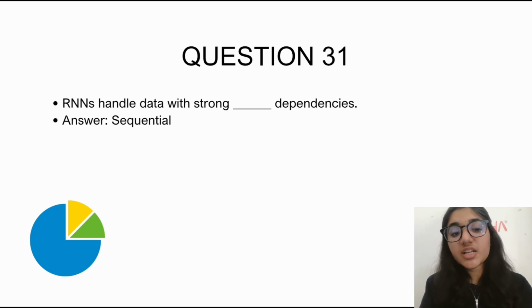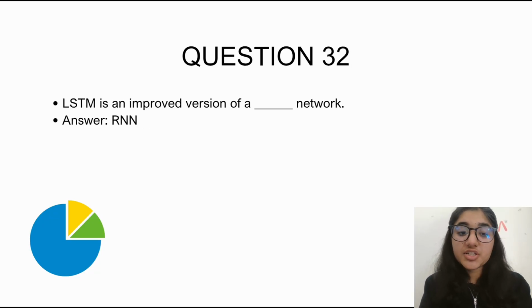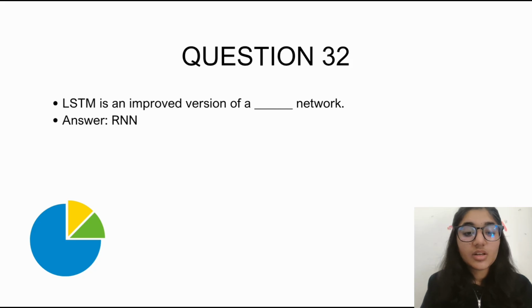The 31st question is, RNN handles data with strong which dependencies? So the answer is sequential dependencies. Then 32nd question is, LSTM is an improved version of which network? So the answer is RNN network.